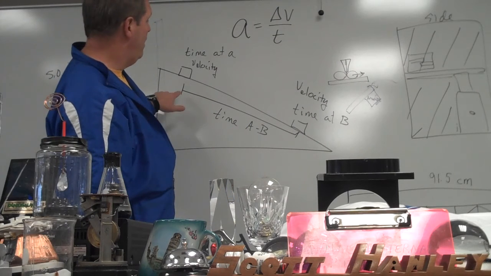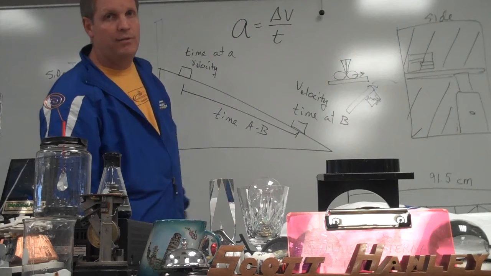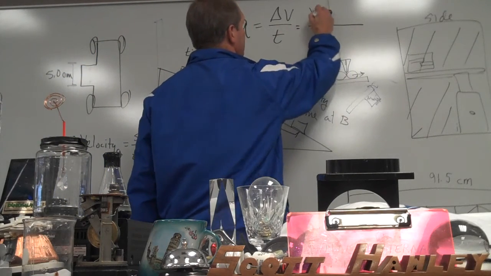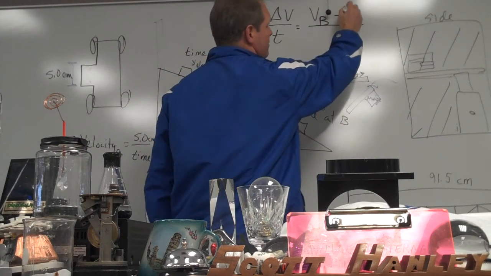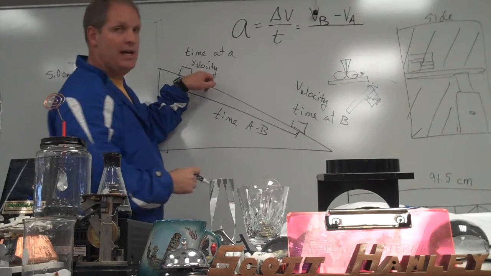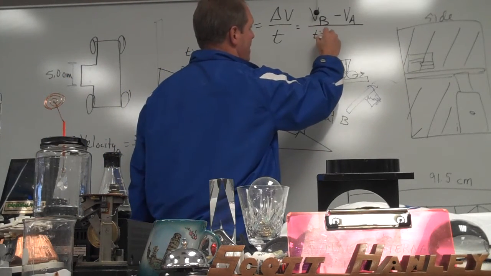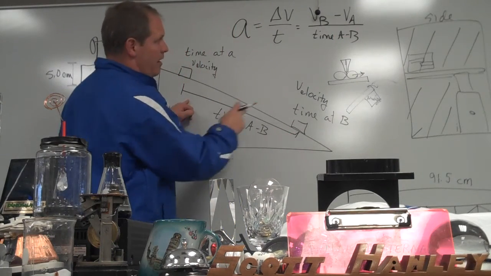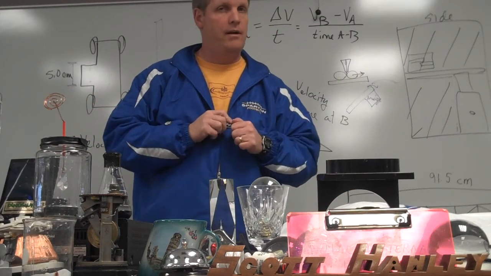Okay? So then all you have to do is, you know that acceleration is the change in velocity over the change in time. So you go like this. The velocity at B, this one is the bigger one, minus the velocity at A, that's the velocity up here, divided by the time. And that's going to be the time from A to B. See the change in time from here to there. And that's all you have to do to be able to find the acceleration. It's really, really not very hard.